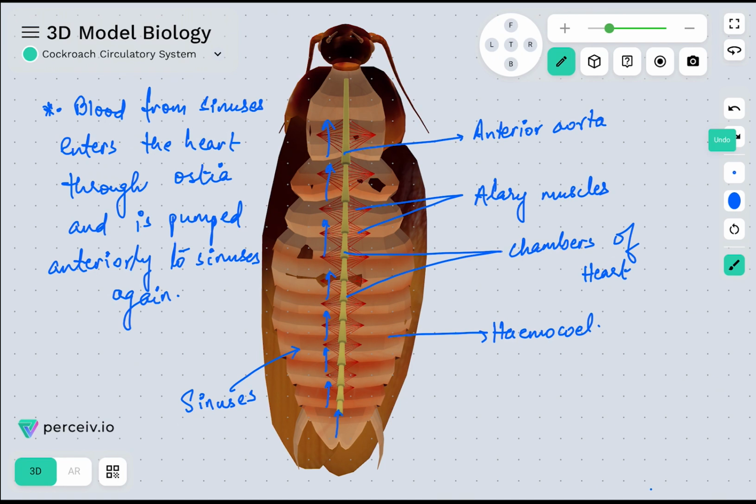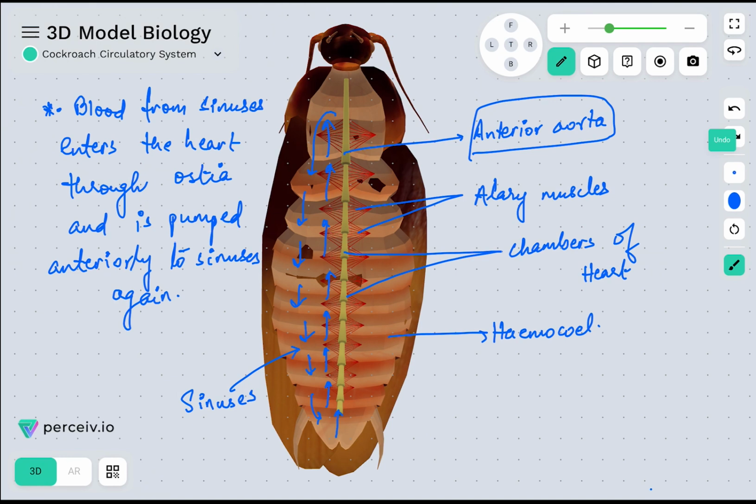in the heart chambers, and through ostia it is going to be pumped anteriorly towards the anterior aorta, and from that the blood is then going to flow downwards, and then the process is going to begin like this. So the flow of blood is in a circular manner, starting from the sinuses, entering into the heart via ostia, then going anteriorly and coming back to the sinuses. So that's how blood circulation takes place in the body of the cockroach.